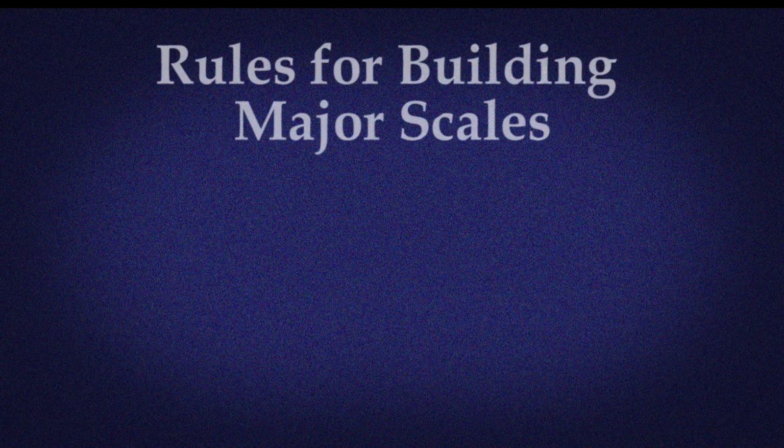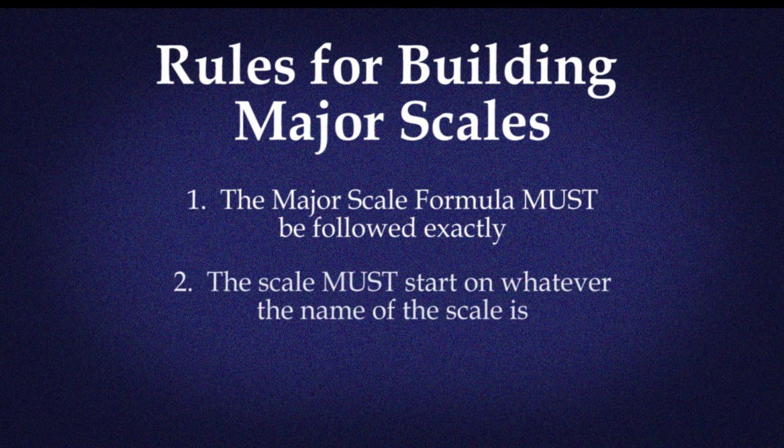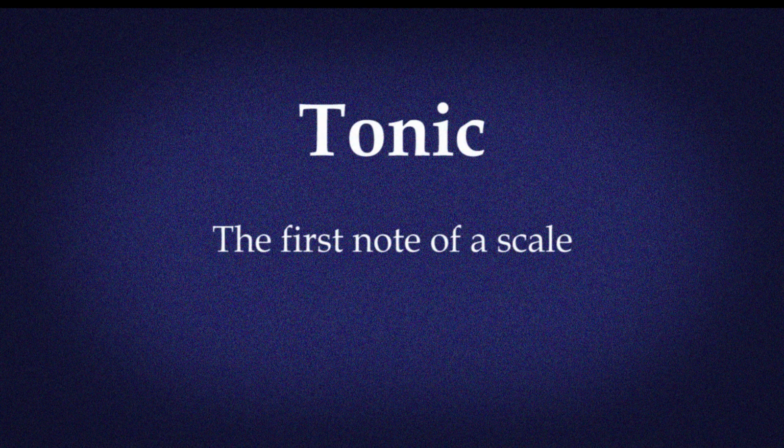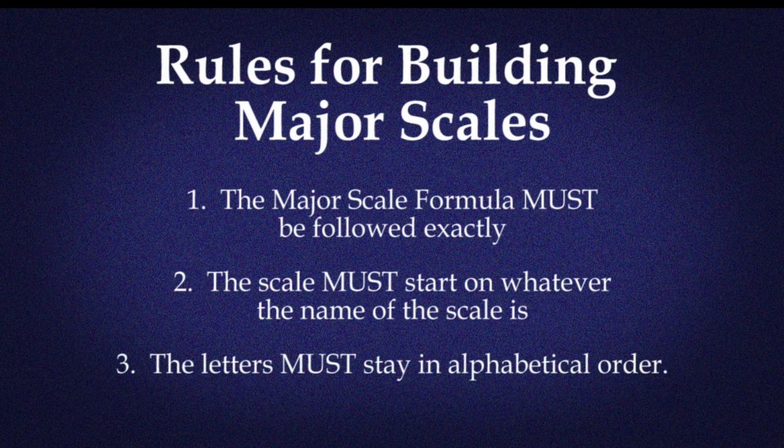Now, along with the major scale formula, there are a couple of other simple rules we need to make sure we're following while we build our scales. First, whatever the name of the scale is, we must start on that note. This seems kind of obvious, but a B scale will always start on B. An F sharp scale will always start on F sharp. In fact, the scales are named whatever the first note is. This first note is called the tonic. Second, we must follow the letters of the alphabet without skipping over or repeating any of them. No matter which accidentals we have to use, the letters must stay in alphabetical order.